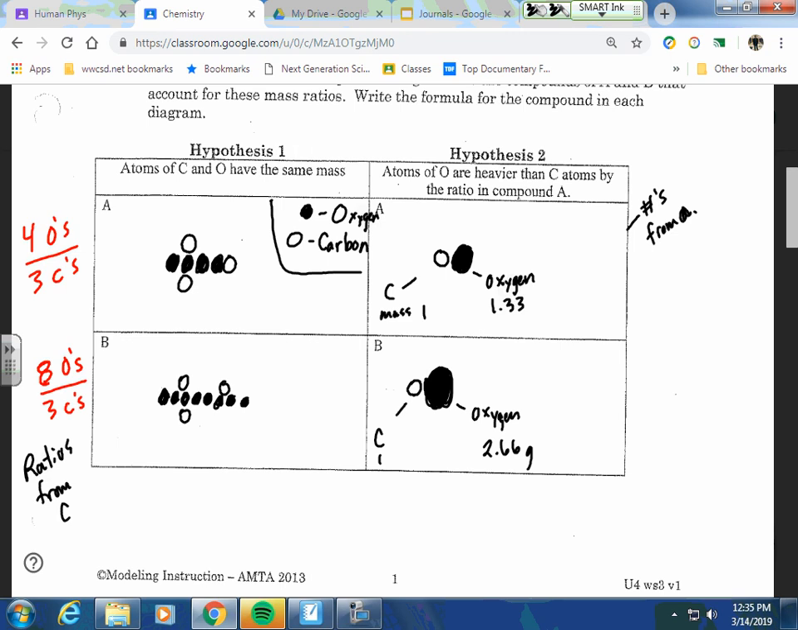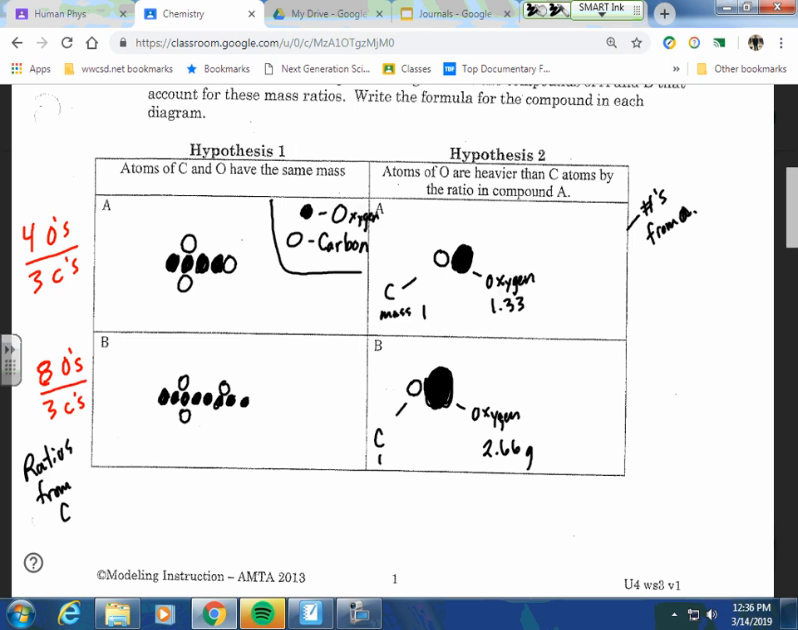Now, does that make sense, though? I mean, this is the same oxygen in both compounds. Does it make sense that in this first compound we would have oxygen with a mass of like 1.33, and then in the second one, all of a sudden oxygen has a mass of 2.66? So does that make sense? You think that atoms of elements can just change their mass to double? So there is another alternative here we can do.